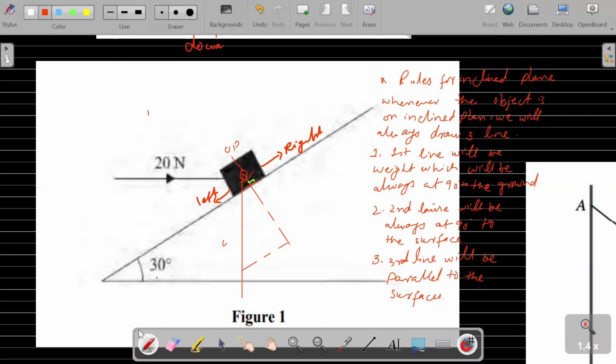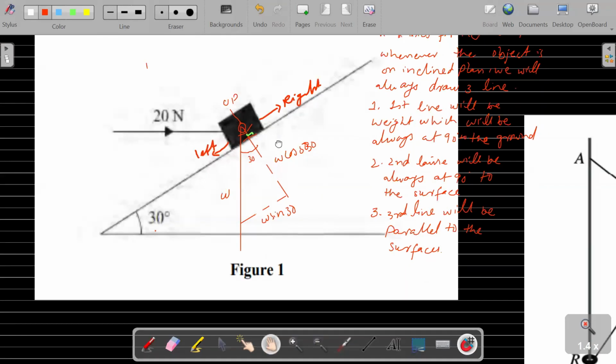So if this angle is theta, then this angle will be theta as well, which is 30. I'm going to write 30 here. It is 30 as well. So in front of theta, it will be W sine 30, and this will be W cos 30. So this is the way to choose our lines.